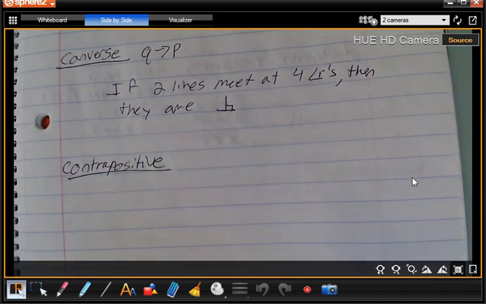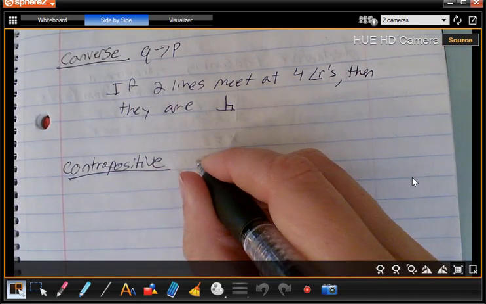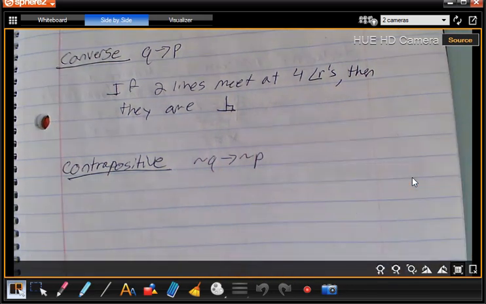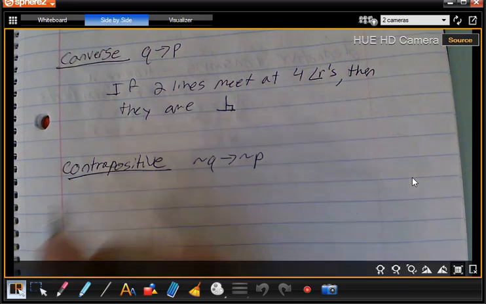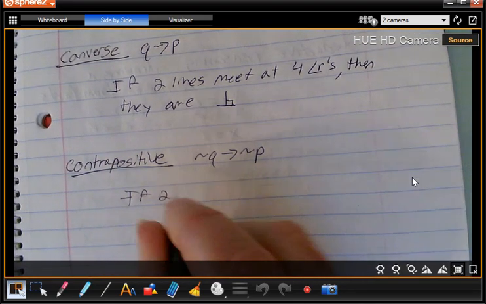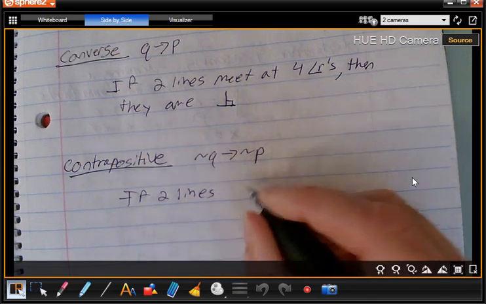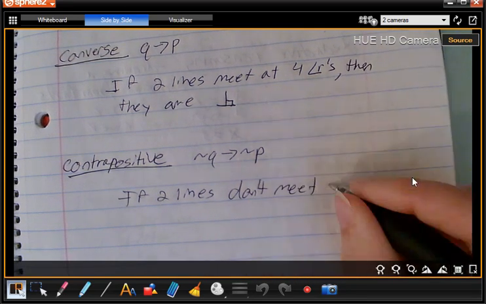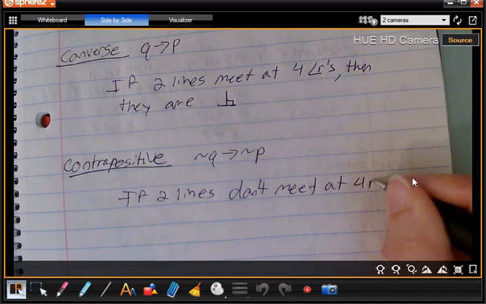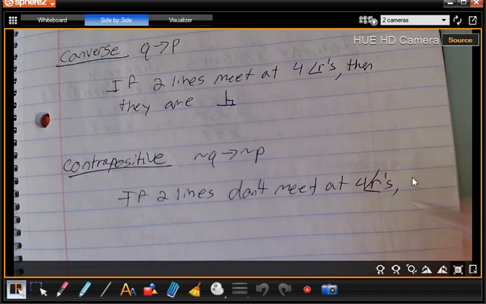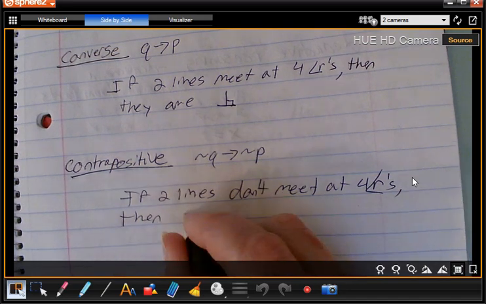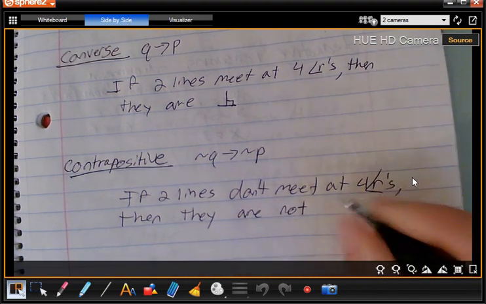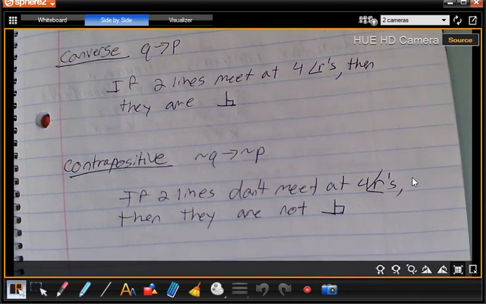Contrapositive is doing both. You're going from P to Q to not Q, not P. So it's both the converse and not. So we're going to say if 2 lines don't meet at 4 right angles, then they are not perpendicular. Okay?